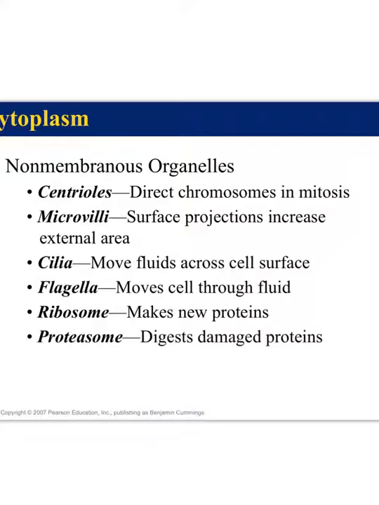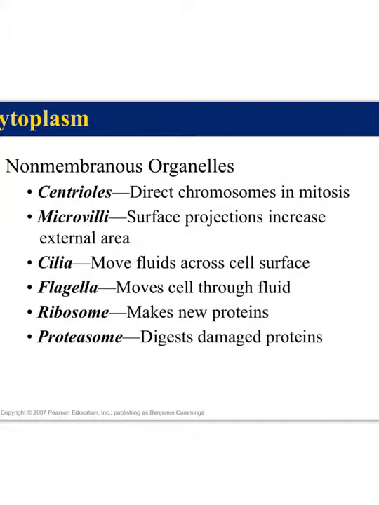Microvilli, cilia, and flagella are all found on the outside surface of the cell. Microvilli are tiny little surface projections, and their role is to increase the external area or the surface area of the cell. That's going to allow the cell to have more membrane in contact with the environment for communication and transport across the cell membrane.